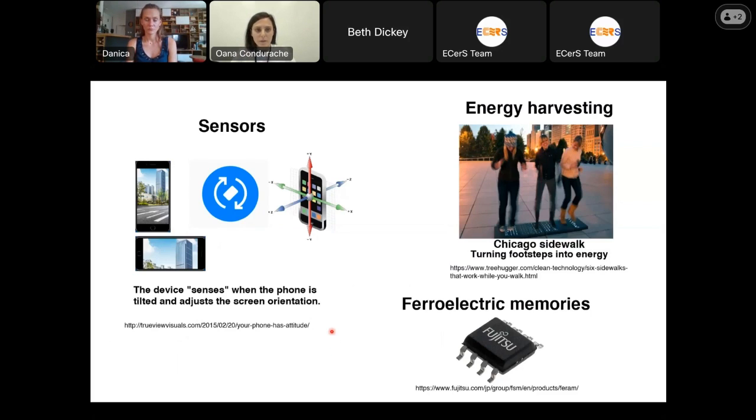These are just a few examples. You might have heard of ferroelectric sensors; here is an example of an accelerometer. They are also good candidates for energy harvesting, and the fact that we can have two different polarization states makes them good candidates for non-volatile memories.